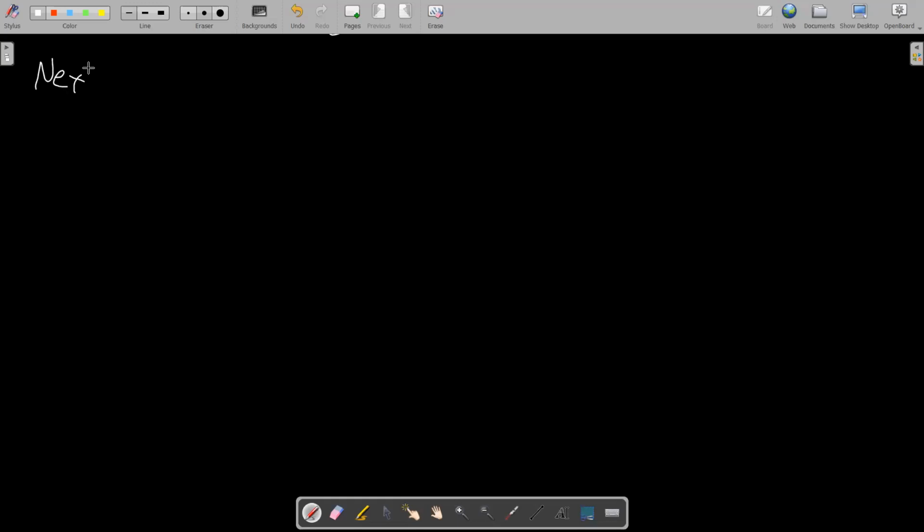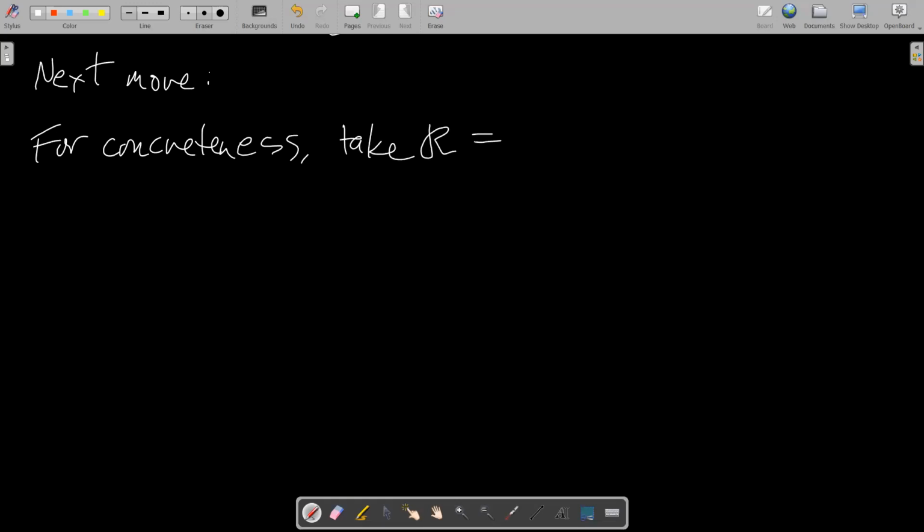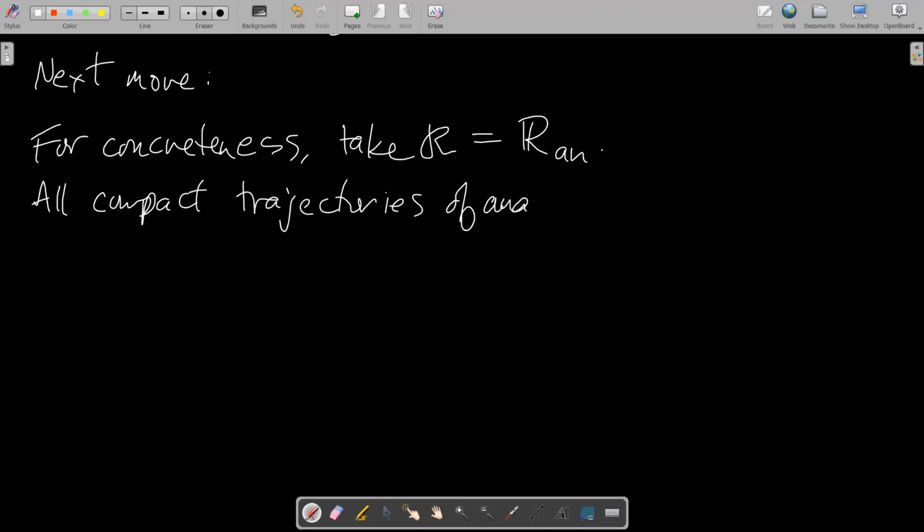So we're going to try to ape, basically. First of all, let's just say for concreteness, we're going to take our base structure to be the famous R sub an. That certainly fits the bill. All trajectories of linear vector fields there, and in fact, all compact trajectories of analytic vector fields are definable. So we don't have to worry about these at all. And that means real analytic, of course.